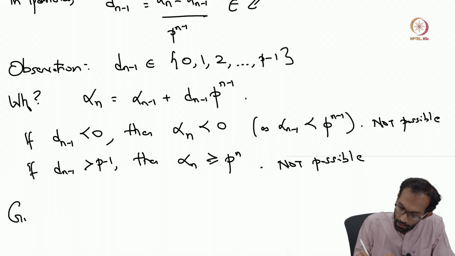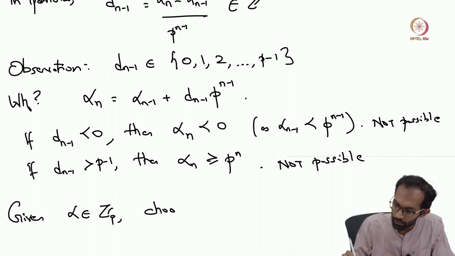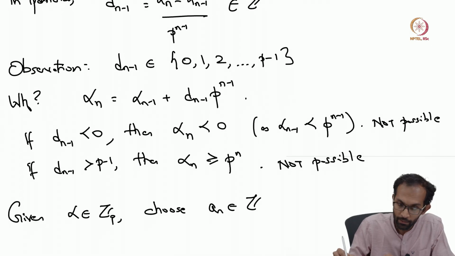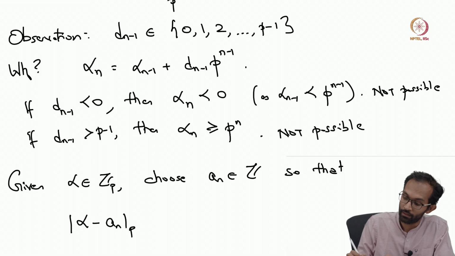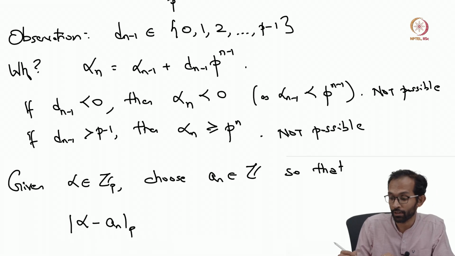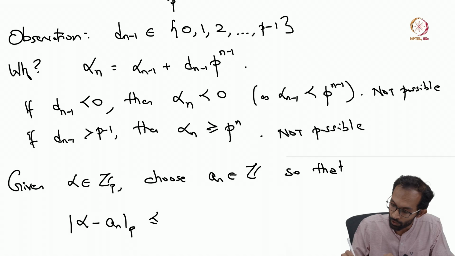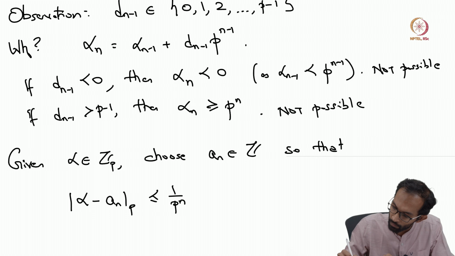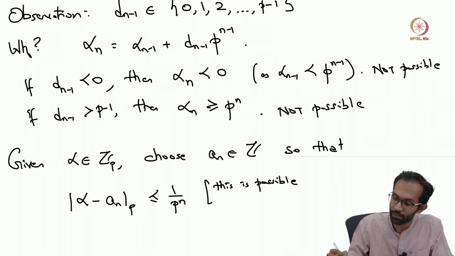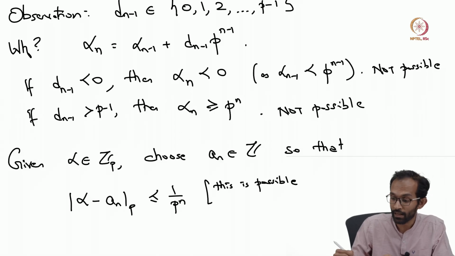So what's our game? Given an alpha in Zp, first of all we choose an a_n in Z so that the distance between alpha and a_n, by which I mean the p-adic absolute value of the difference alpha minus a_n, is less than 1 over p to the n. Again, this is possible. Given an alpha in Zp, I can choose a sequence a_n in Z such that alpha minus a_n in p-adic absolute value is less than 1 over p to the n.